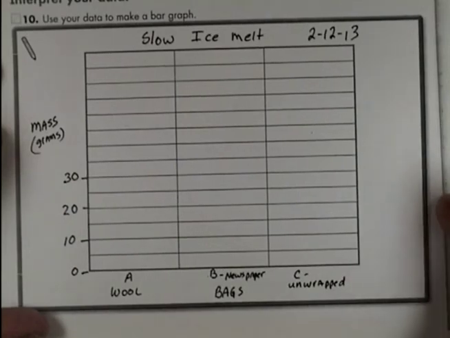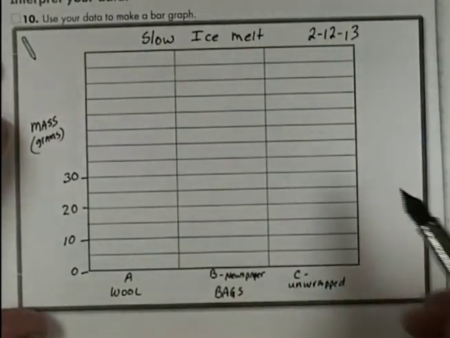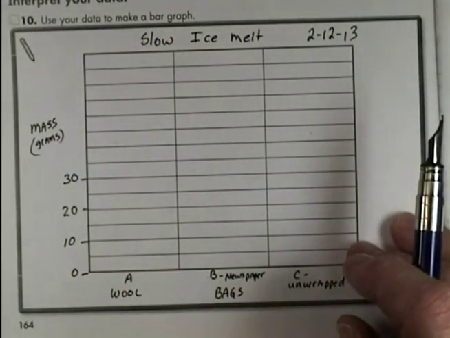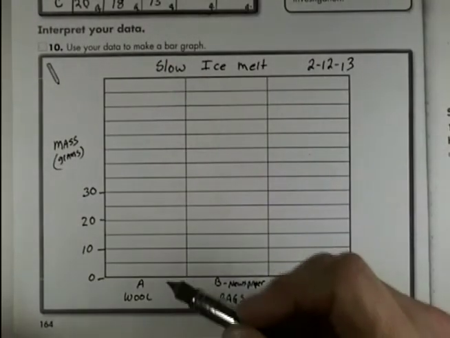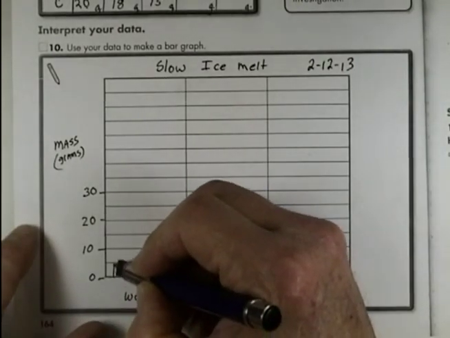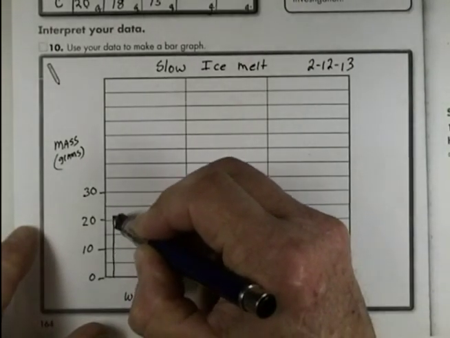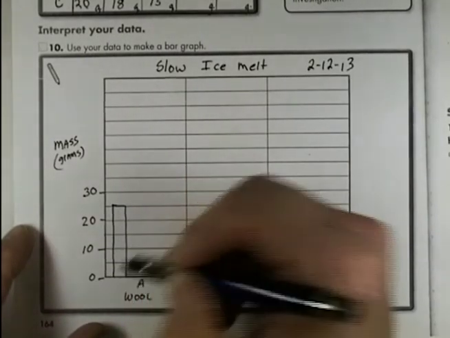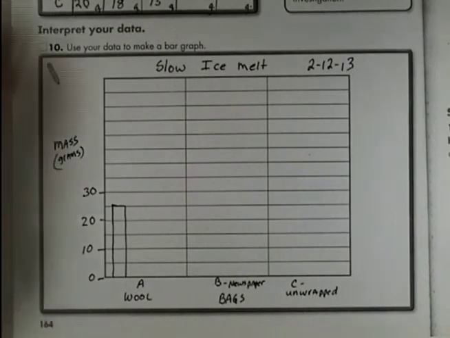Okay? So we're going to set this up as a bar graph. That's what it says here, a bar graph, just like that. But right now it's time for me to take my third reading. Enough to start it. So I'm going to end up having 4 different data points for each bag. Up here, I know that the wool bag, bag A, started at 25. So I'm going to put me a bar graph. Up here is 20, 25. So it started at 25 grams.